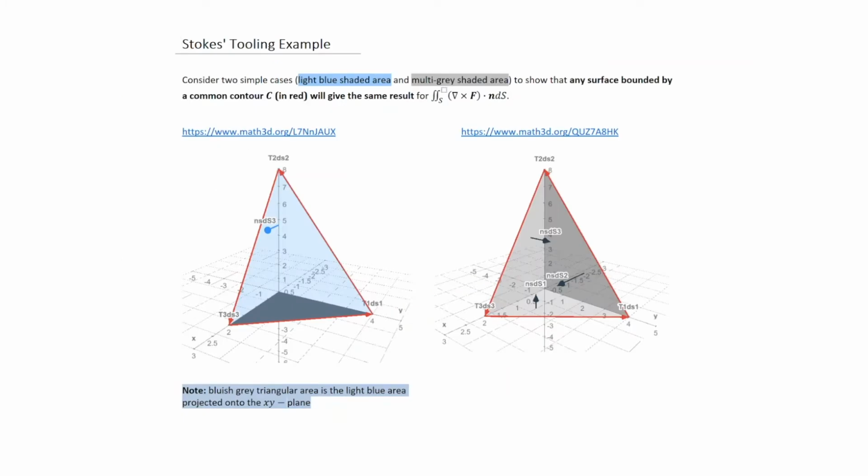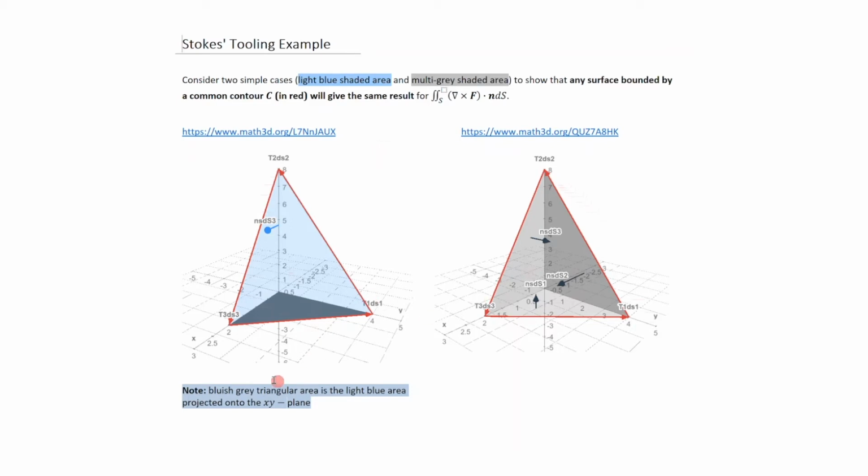All right, this is just showing a blow-up now, so this is a little bit more detail, easier to visualize. Consider these two simple cases: the light blue shaded area and the three triangular segments, which basically form an open surface bounded by this contour.